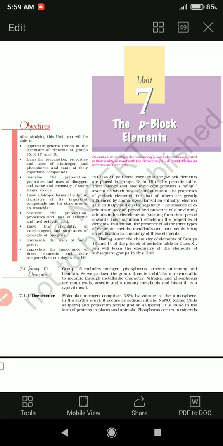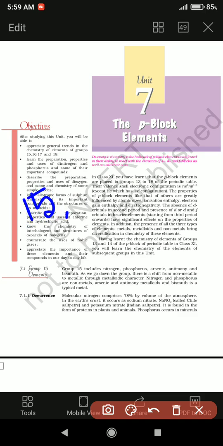In this 12th standard chapter, the elements we are going to study are the 15th group elements, 16th group elements, 17th and 18th group elements, right? The elements from the 15th group up to the 18th group we are going to study in this chapter. What types of compounds do they form? What are the physical and chemical properties they exhibit? And what are the major uses of these elements? All these things we are going to learn in this chapter.